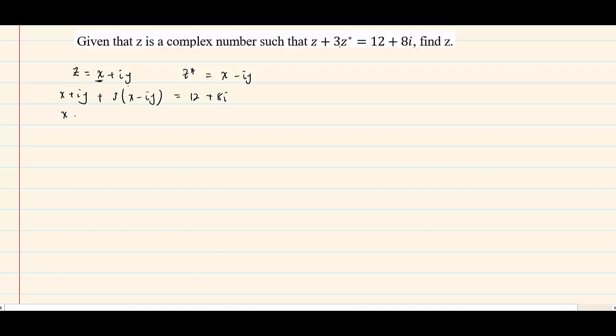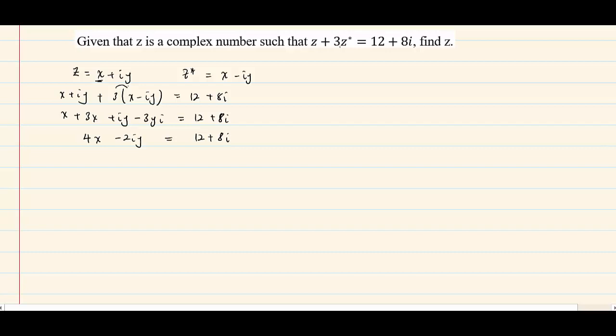So x plus, if I multiply this there, it's going to give me 3x plus iy, and there I'm going to get minus 3yi, and it's going to equal 12 plus 8i. Grouping like terms means that I've got 4x minus 2iy is equal to 12 plus 8i.